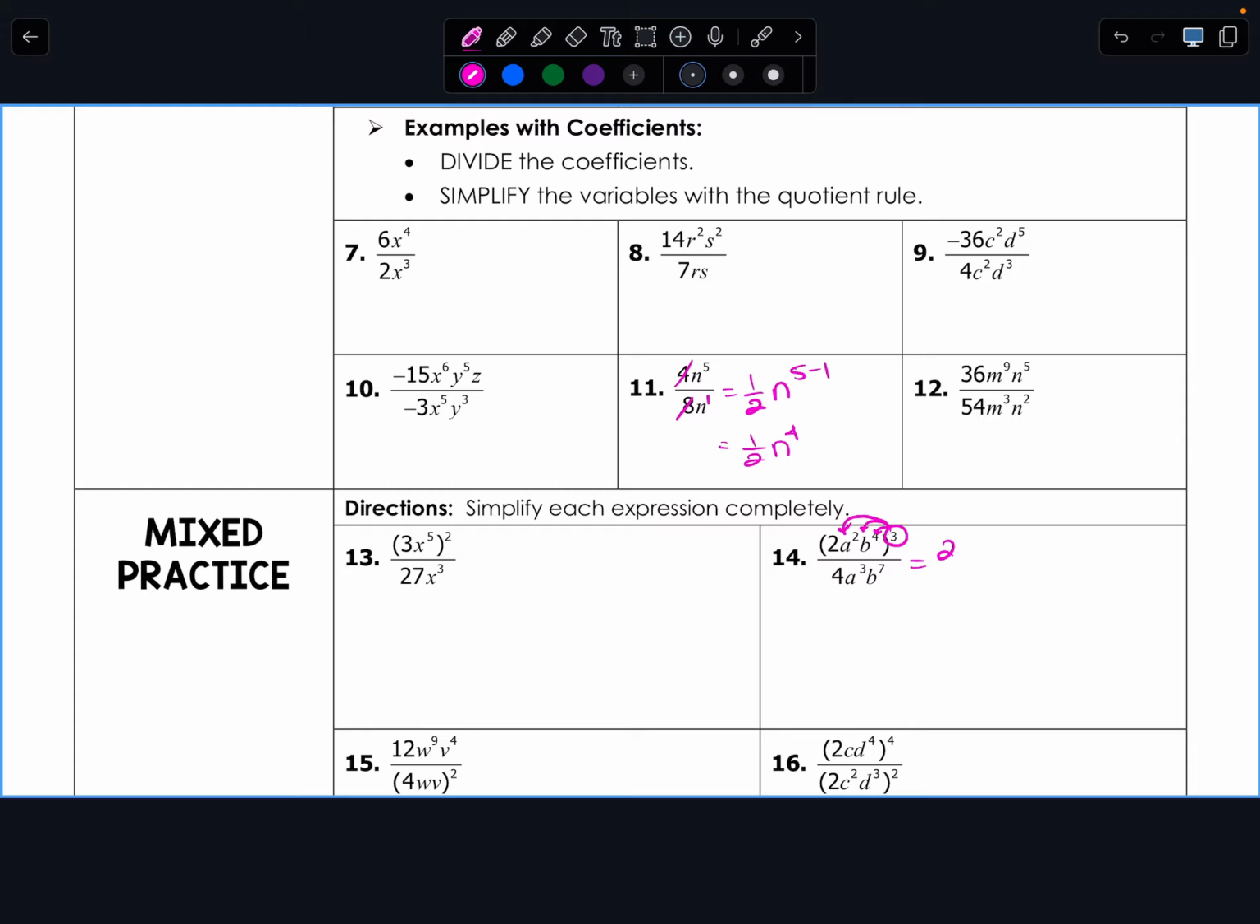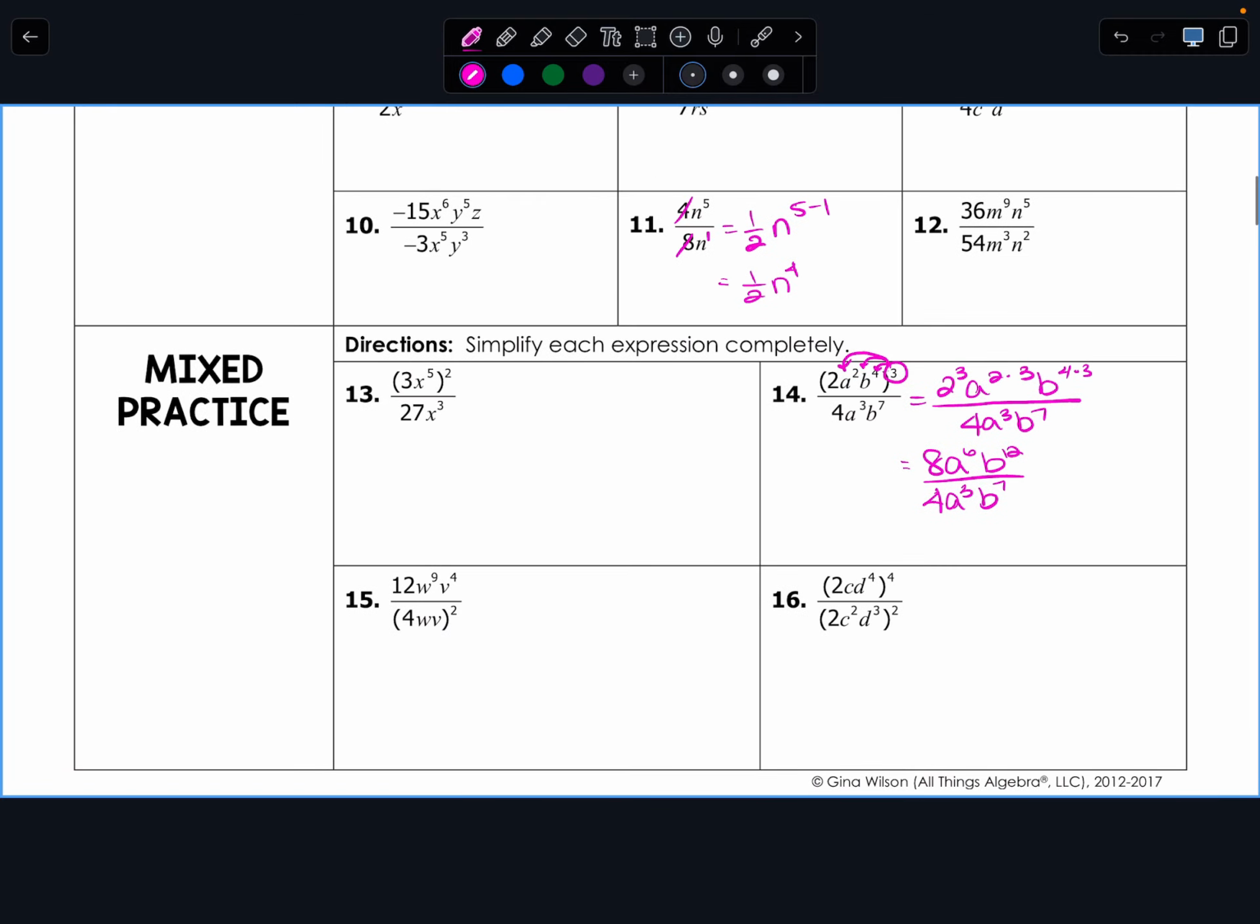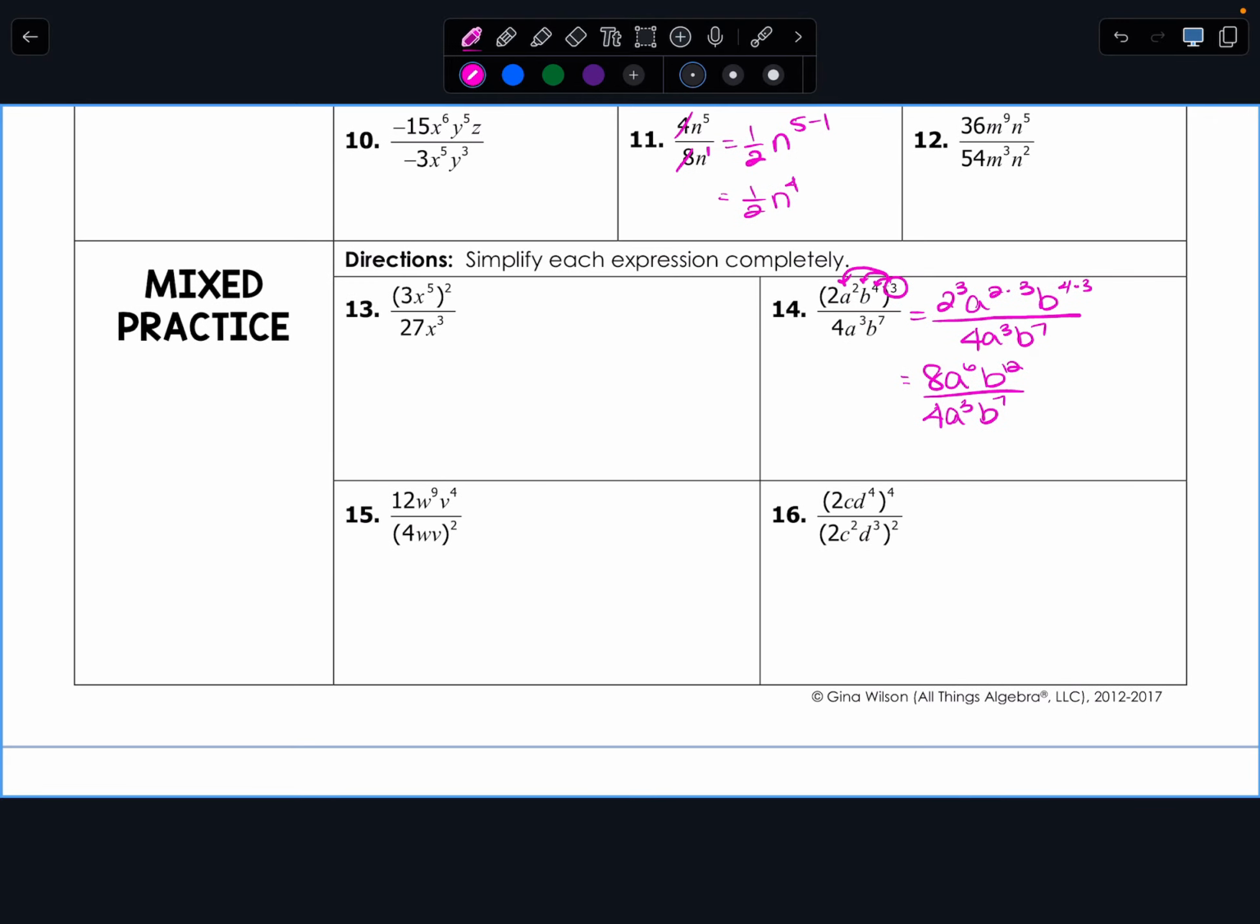So I get 2 to the 3rd, a to the 2 times 3, b to the 4 times 3, divided by 4a cubed b to the 7th. So I get 8a to the 6th, b to the 12th, over 4a cubed b to the 7th. I will pause for a second because I know I'm going fast. You can't see it? Oh, it's on the eraser?